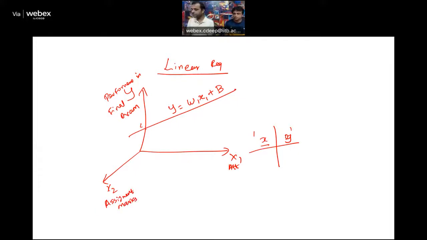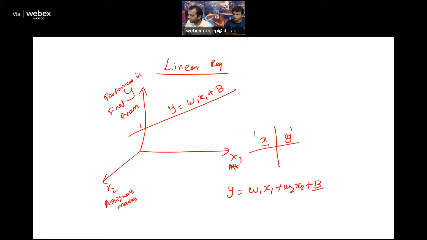If I have another variable, now my equation will change. Y is equal to w1 x1 plus w2 x2 plus some intercept. It can be c or b, whatever it is. There can be any number. It's up to you.